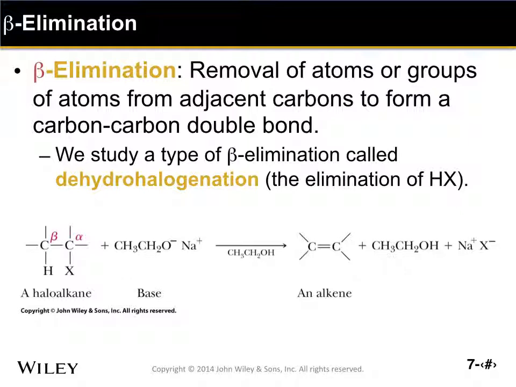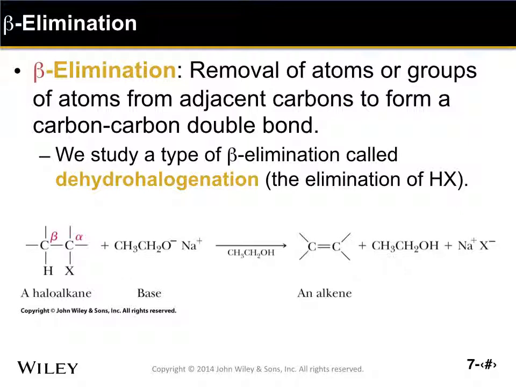So you need a hydrogen on the carbon adjacent to the carbon that has the halogen. That's the beta carbon, by the way. The carbon that has the halogen is called the alpha carbon. If we have a base that can pull off the proton, we can make the alkene. So we pull off the proton, the electrons between the carbon and the hydrogen go to make the pi bond. As the pi bond is being made, the halide comes off.